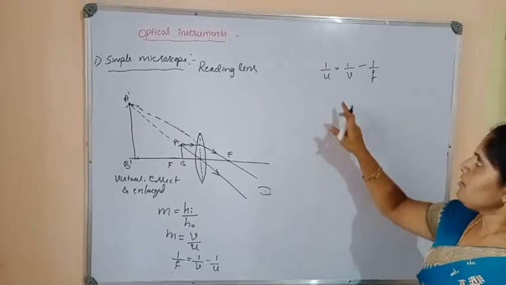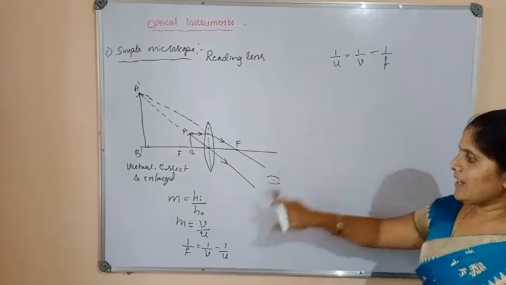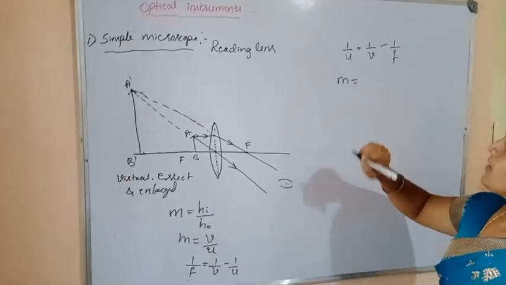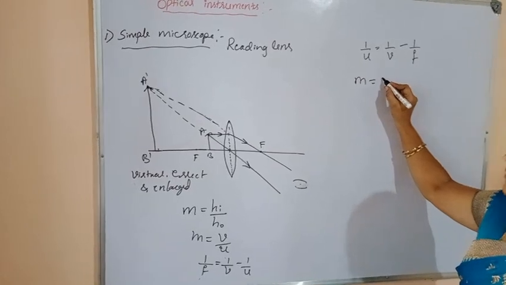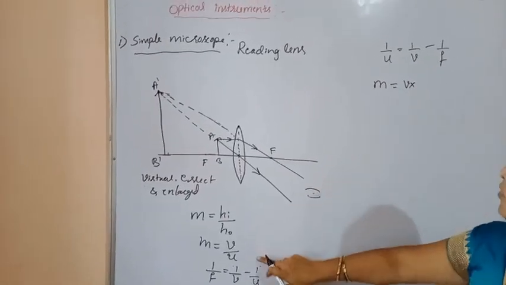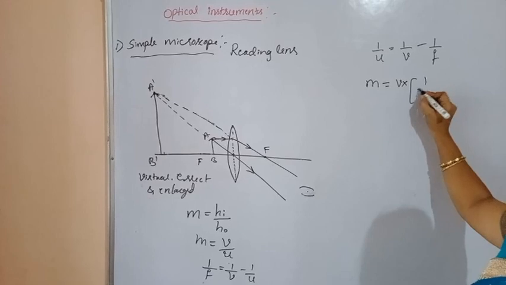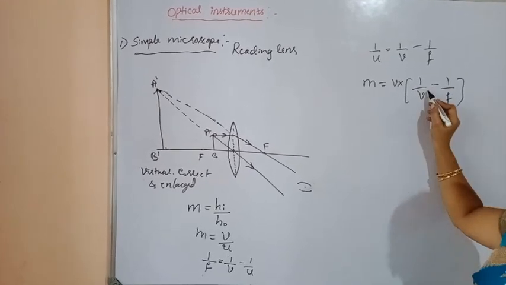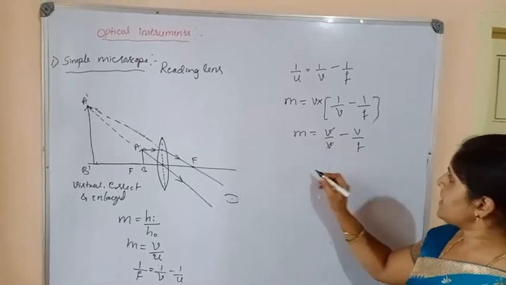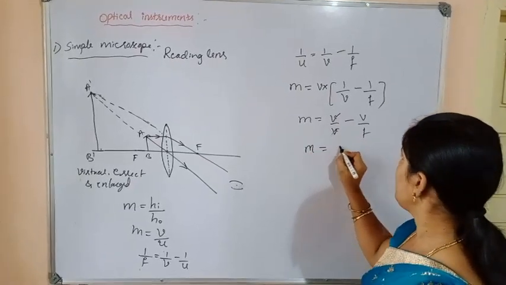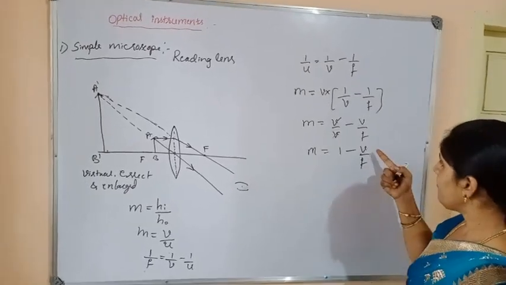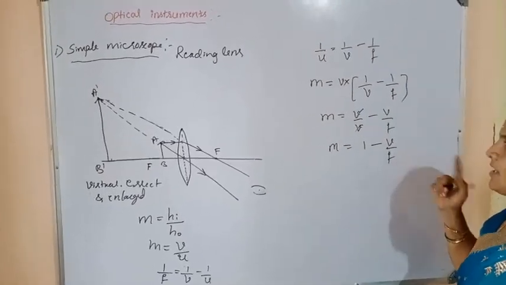Now substitute the value of 1 by u in this equation. You will get m is equal to v into 1 by u, that is v into (1 by v minus 1 by f). The terms cancel, and the remaining is m is equal to 1 minus v by f. Here v is the image distance and f is the focal length.